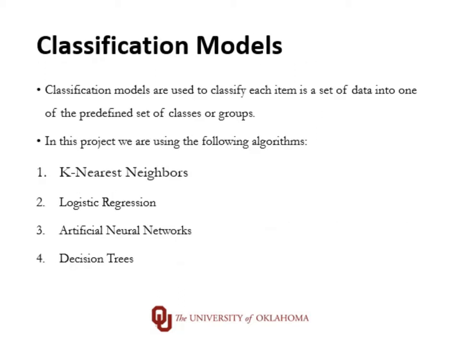So now we are discussing the classification models. Classification is the process of categorizing each item in a set of data into one of a predefined set of classes or groups. Classification is a data mining function that categorizes items into a collection. Classification's main goal is to accurately predict the target class for each case in the data. In this project, we are using a few algorithms which are k-nearest neighbors, decision trees, logistic regression, and artificial neural networks.